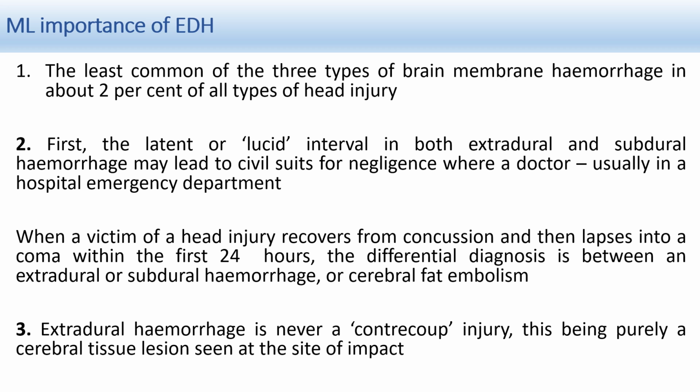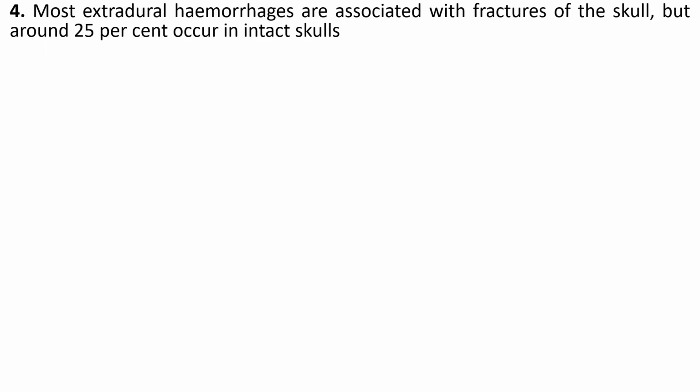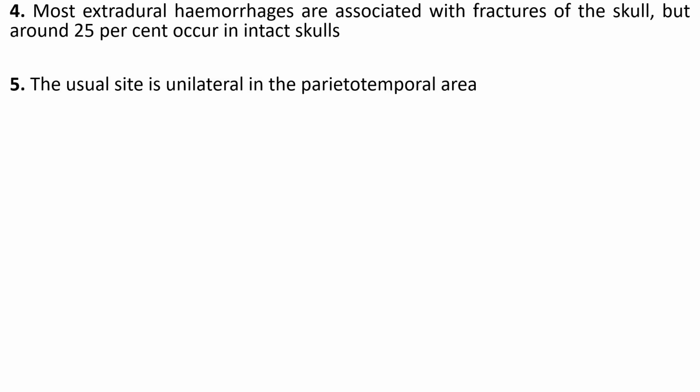Third, extradural hemorrhage is never a contrecoup injury. That means the bleeding happens next to the impact site. Most extradural hemorrhages are associated with skull fractures, but there may be cases without skull fractures, as in children. The usual site is unilateral, and it is seen mostly in the parieto-temporal areas.